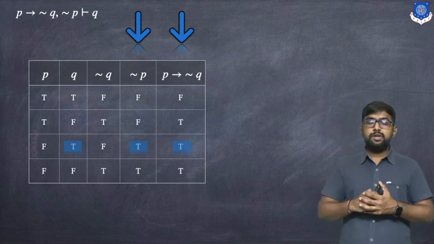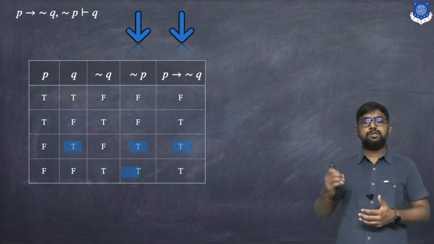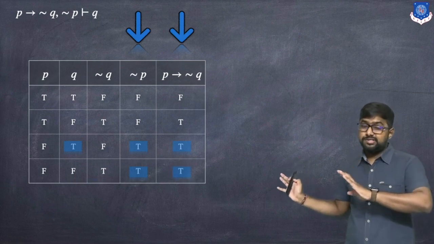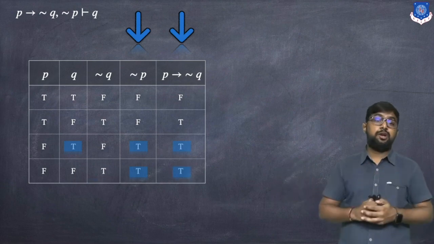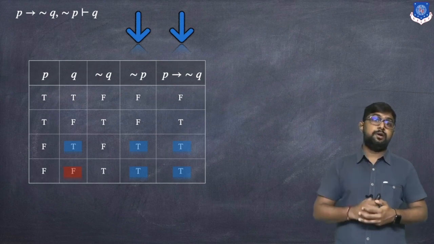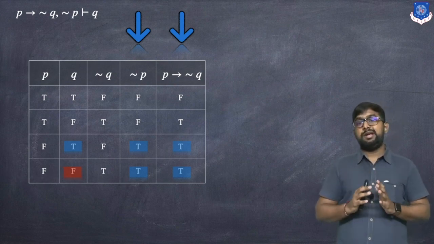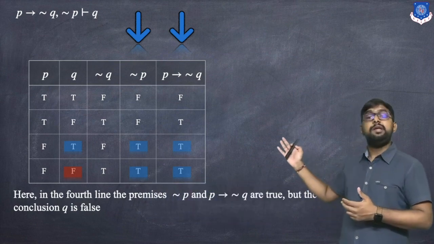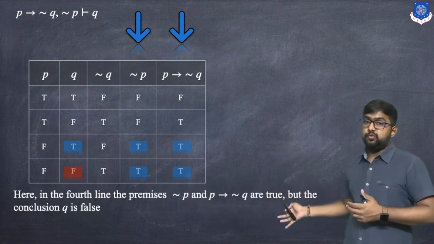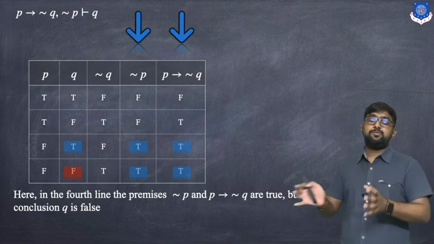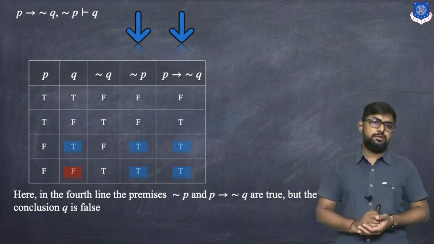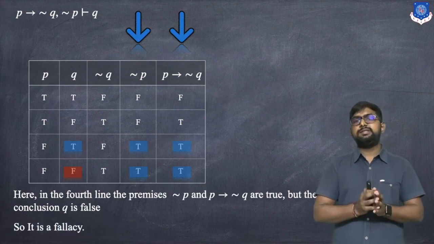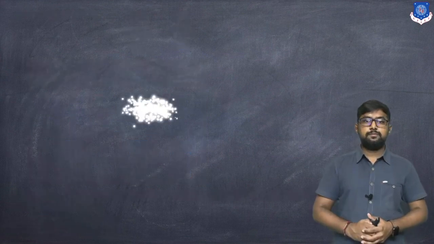Now, in which row are both the premises true? In the fourth row: T and T, both the premises are true. But corresponding to the conclusion, is it true? No, it is false, so that is not correct. So in the fourth row, not P and P implies not Q are true, but corresponding to that, the conclusion Q is false, so it is not valid. Hence the argument is invalid. Thank you.